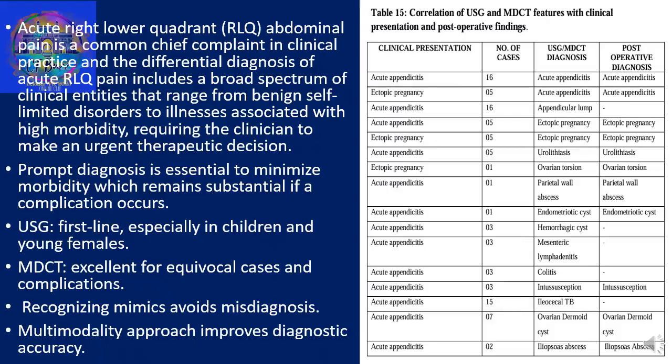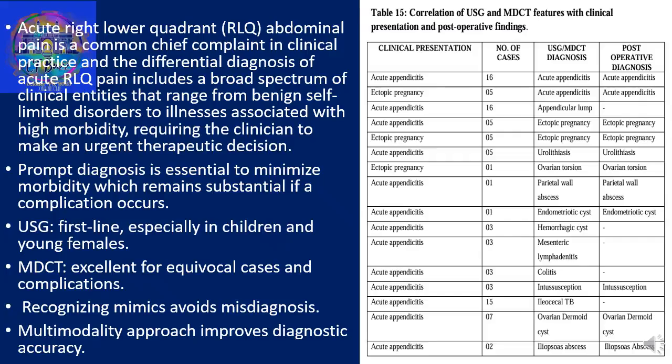Acute RIF pain is a common chief complaint in clinical practice, and the differentials include a broad spectrum of clinical entities ranging from benign self-limiting disorders to illnesses associated with high morbidity, requiring the clinician to make an urgent therapeutic decision. Prompt diagnosis is essential to minimize morbidity, which remains substantial if a complication occurs.